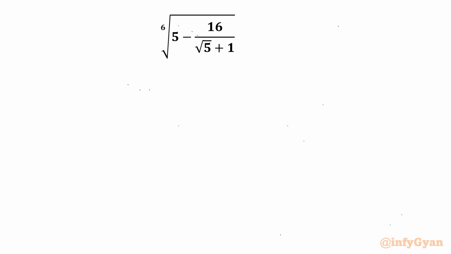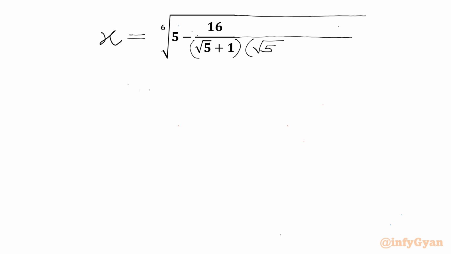In this video, we have another very interesting question from radical expressions. We'll be evaluating 6th root of 5 minus 16 over square root 5 plus 1. So let's get started by considering this expression equal to x first. Now we have denominator square root 5 plus 1, so I can begin with rationalizing the denominator.